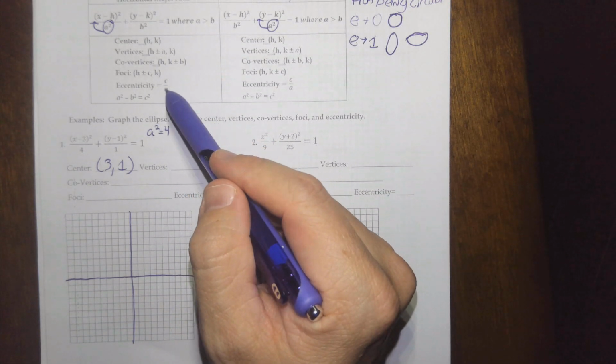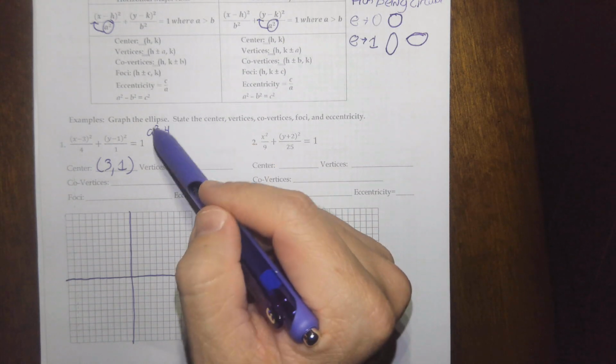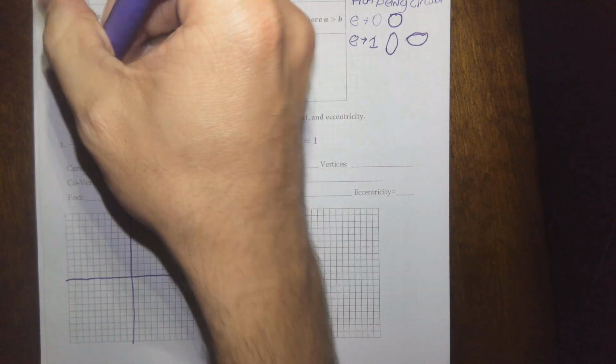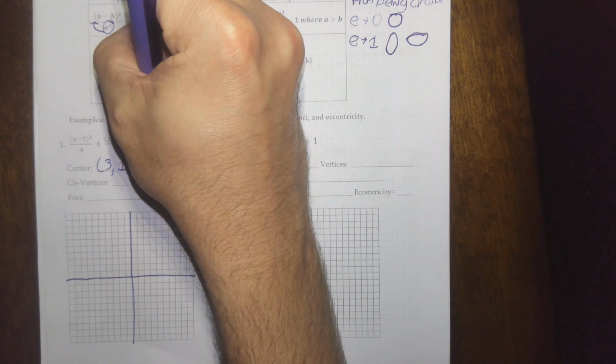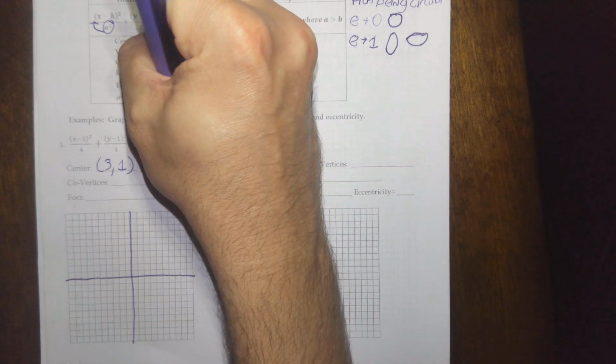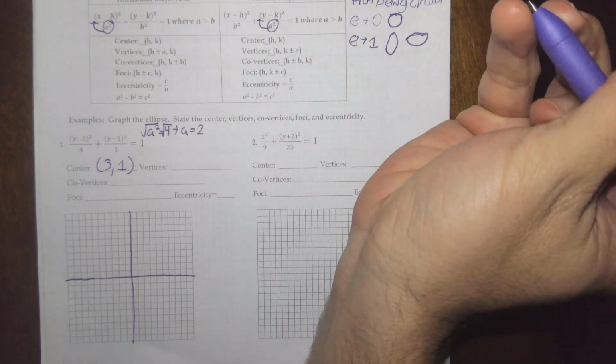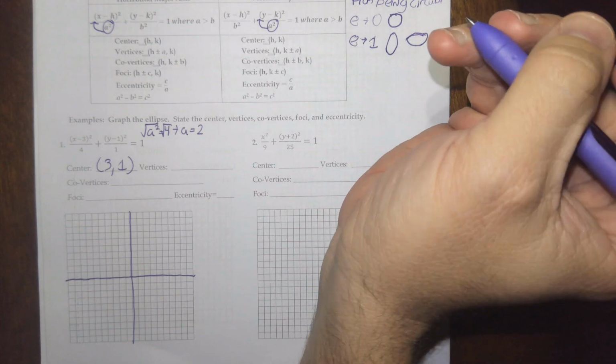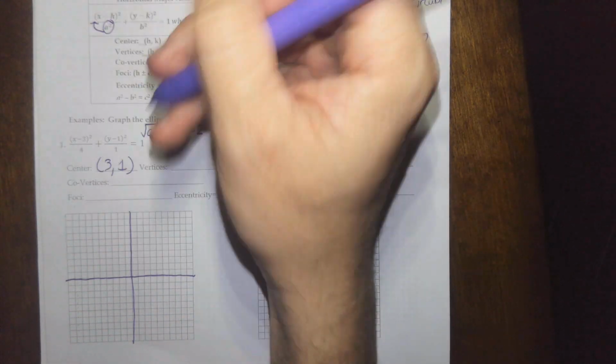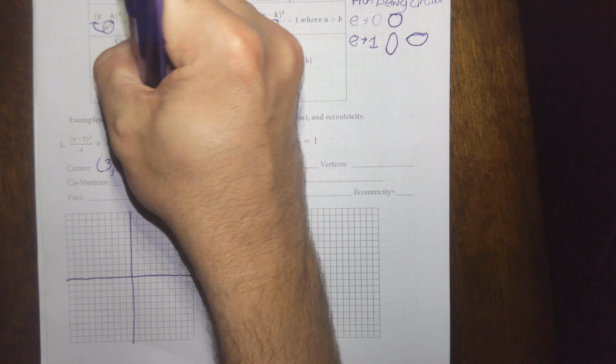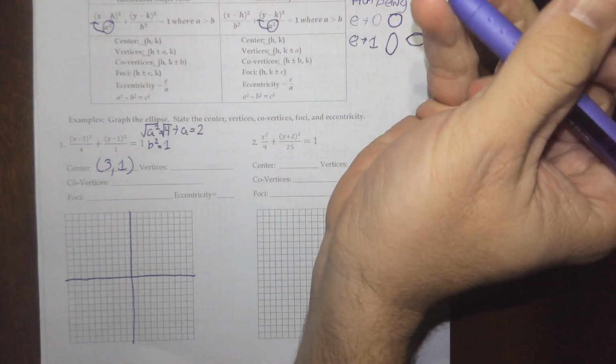So what that means is, how do you get from A squared to A? Well, you're just going to square root both sides, and so you would get A is equal to 2. I'm going to do the same thing. That means if A squared is 4, then B squared has to equal 1.